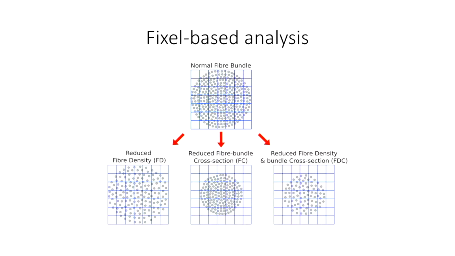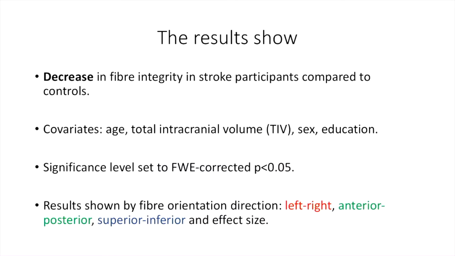And we can look at fiber density, so rarefication of the axons. You can get cross-section difference or the combination of the two, reduced fiber density and cross-section. So in all of the results that I'm going to show you, I'm going to display decrease in fiber integrity in stroke compared to controls, and we account for age, total intracranial volume, sex, and education, and all the results are significant at a very strict family-wise error-corrected p 0.05, and you will see that the results are shown by fiber orientation or the effect size. This is relative to control.